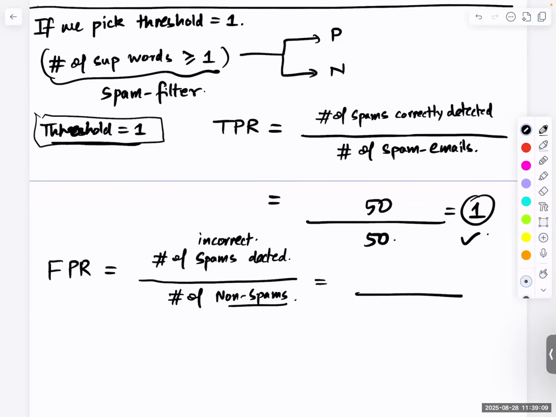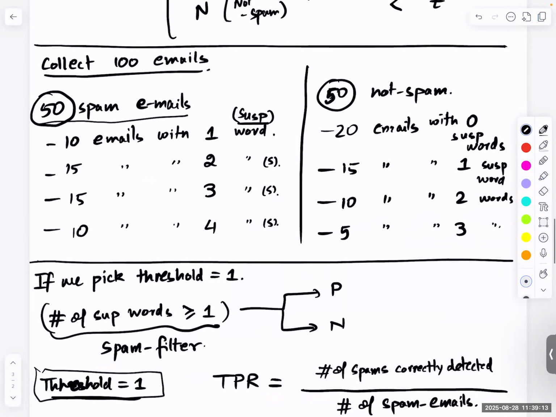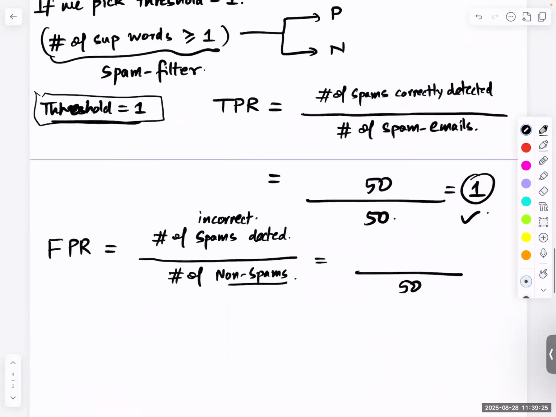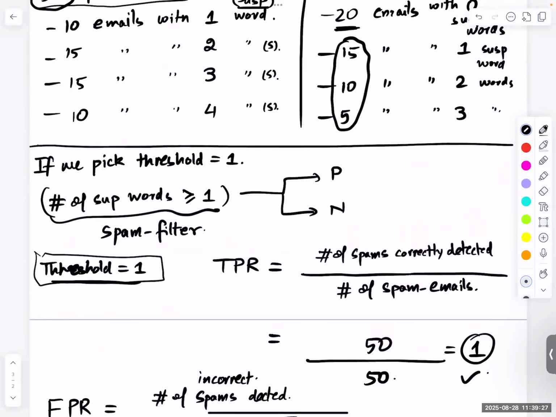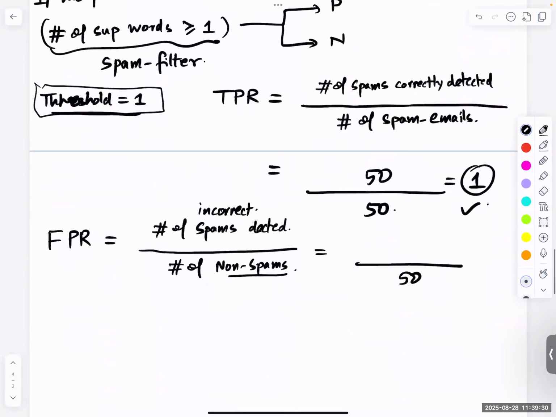Okay. So how many non-spams did we have? We have 50 on this right side, right? Out of which, how many will be detected as spam? Clearly, these 20 had 0 suspicious words, so they will not be detected as spam. But 15 plus 10 plus 5, all these 3 groups will be detected as spam. So what is the count? 15 plus 10 plus 5 is 30. So my false positive rate is 3 by 5, it is 0.6.